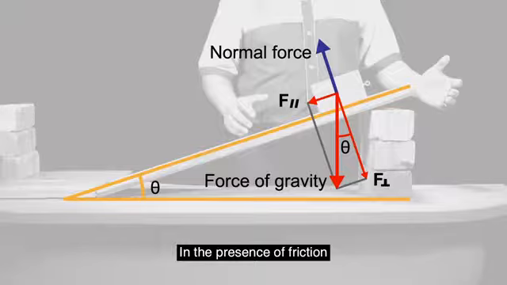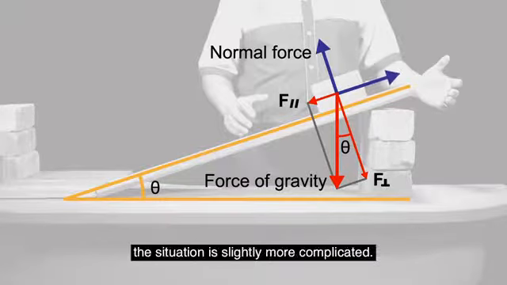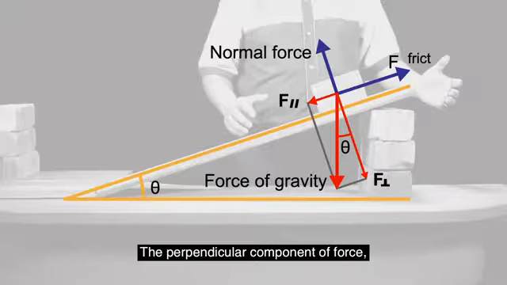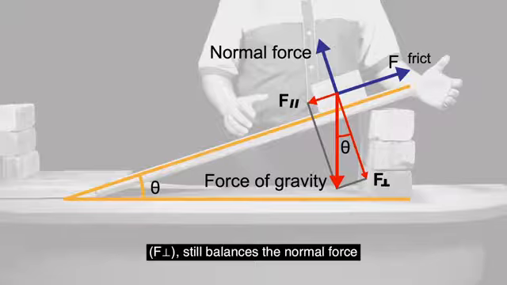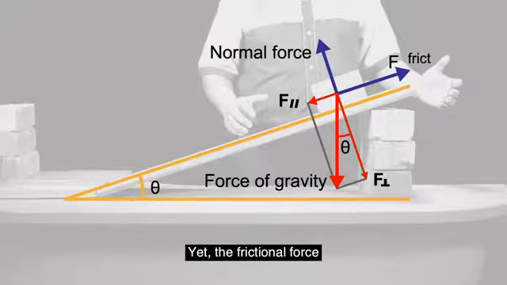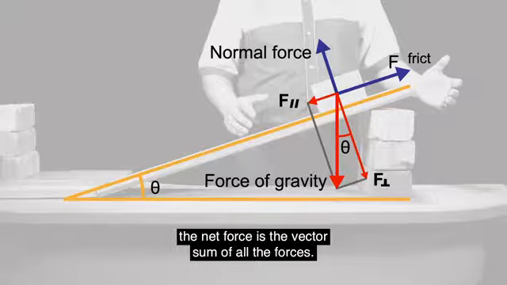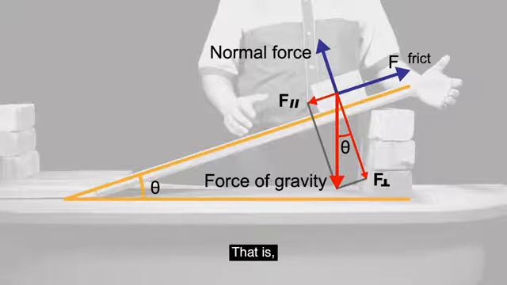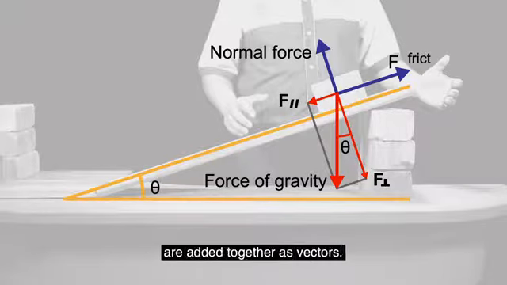In the presence of friction or other forces, the situation is slightly more complicated. The perpendicular component of force, F perpendicular, still balances the normal force since objects do not accelerate perpendicular to the incline. Yet, the frictional force must also be considered when determining the net force. As in all net force problems, the net force is the vector sum of all the forces. That is, all the individual forces are added together as vectors.